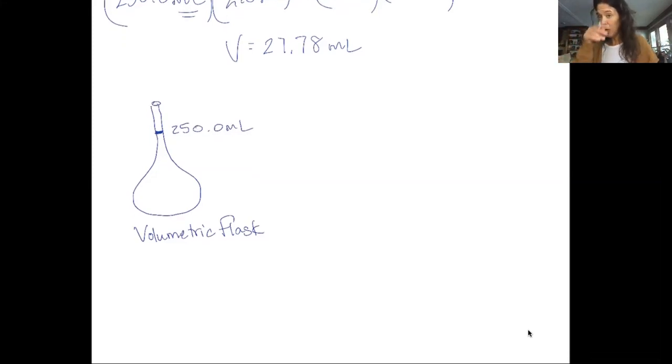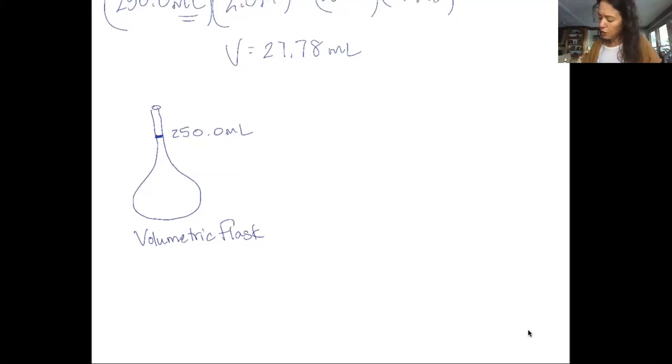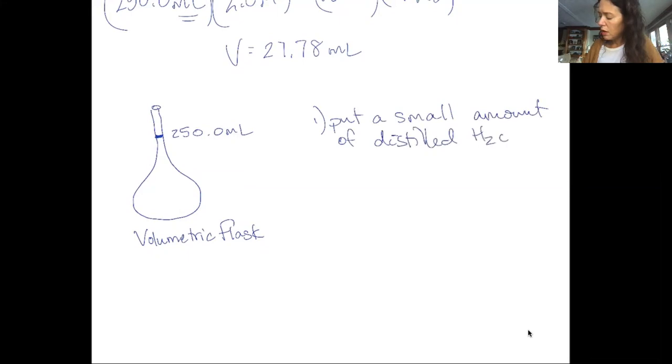What you will do in preparing this solution is you will first put some distilled water. Put a small amount of distilled water in the volumetric flask. And why are we going to do that? Distilled H2O in volumetric.